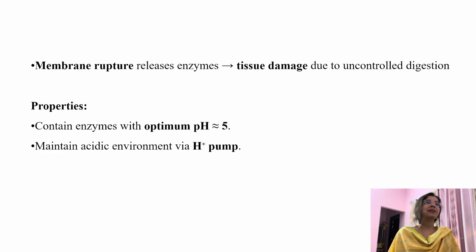Properties of lysosome is that it contains enzymes which function in an optimal pH of 5, right? And the acidic pH is maintained within the lysosome via proton pump. So we know that enzymes are highly specific in nature. They require specific pH, temperature, and specific conditions for them to work optimally, right? So hydrolytic enzymes of lysosome need an acidic pH.